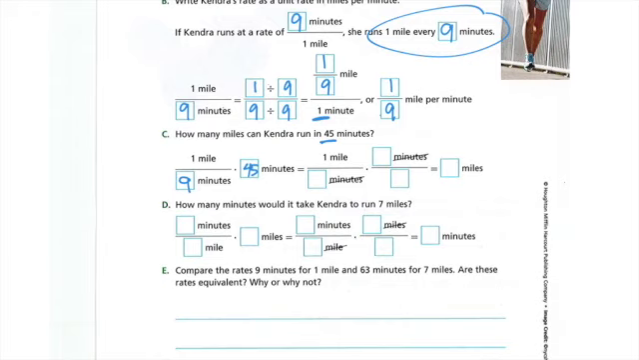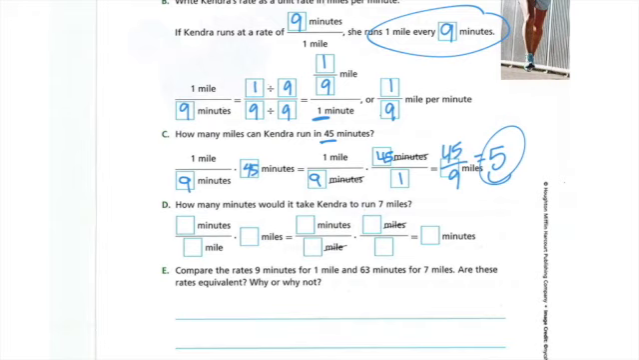When we multiply, let's rewrite it. So 9 minutes, and then we're going to do 45 minutes over 1. All right, so then what's 45 times 1? 45 over 9 times 1 is 9, and then that becomes 5. So she'll run 5 miles in 45 minutes.